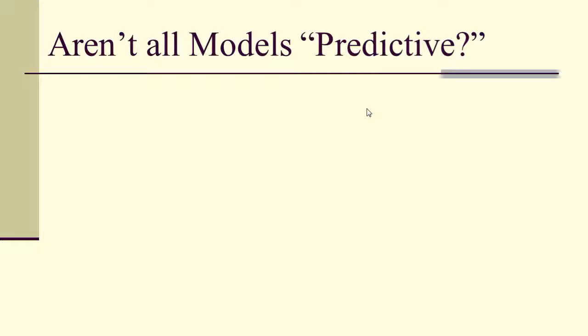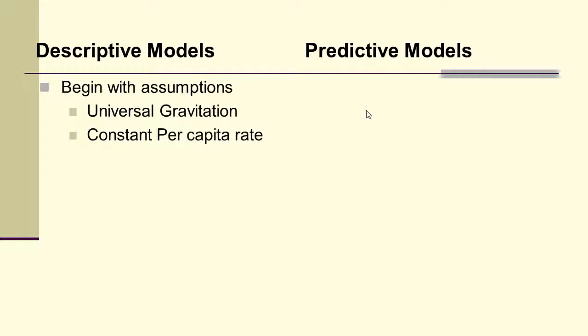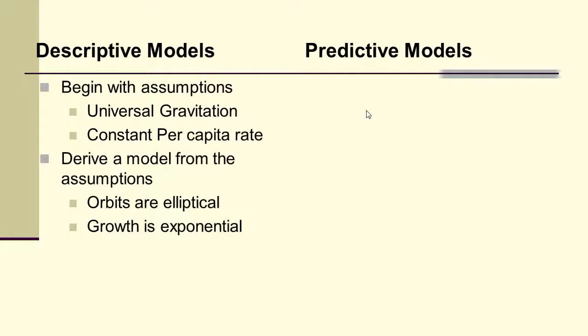Now you might ask, aren't all models predictive? Well, traditionally with equations and things like that, we study what are called descriptive models rather than predictive models. Let me show you the difference. Descriptive models begin with assumptions. So we have a law, universal gravitation, constant per capita rate of growth. We derive a model from the assumptions that we make, and we get conclusions from the model. For instance, orbits are elliptical and growth is exponential.